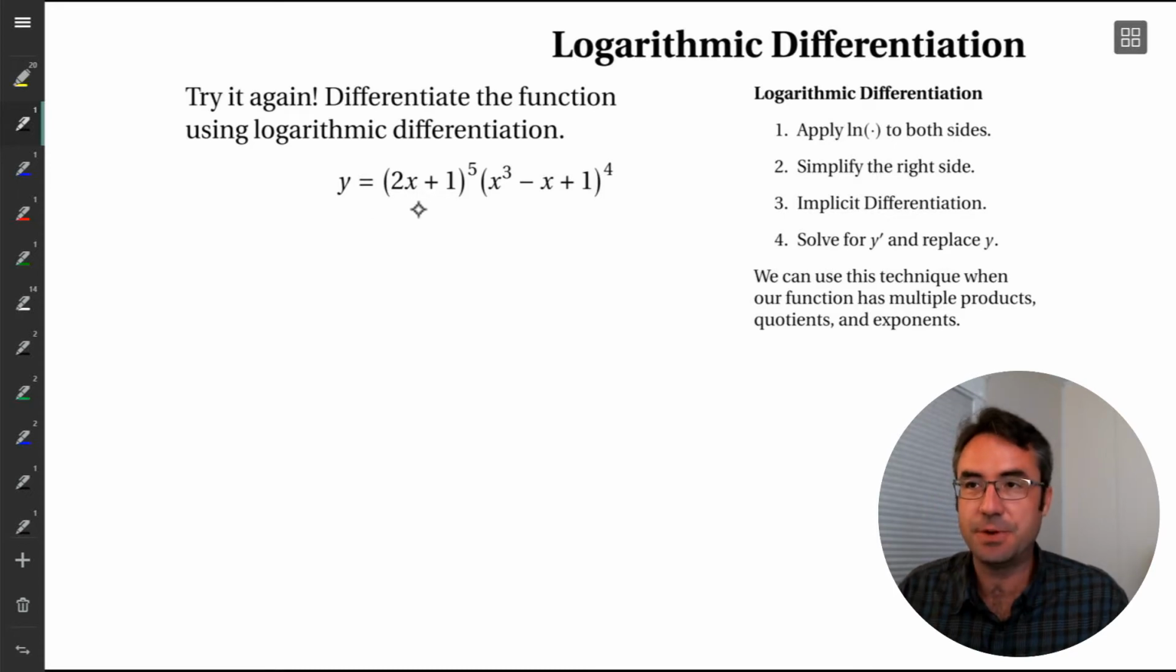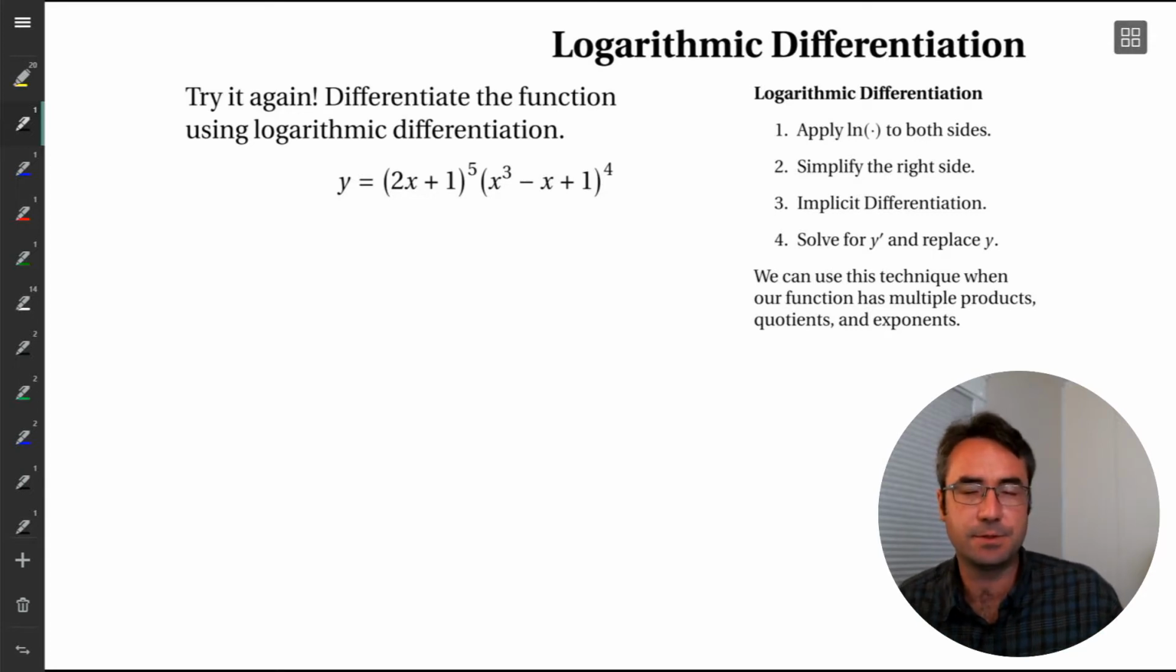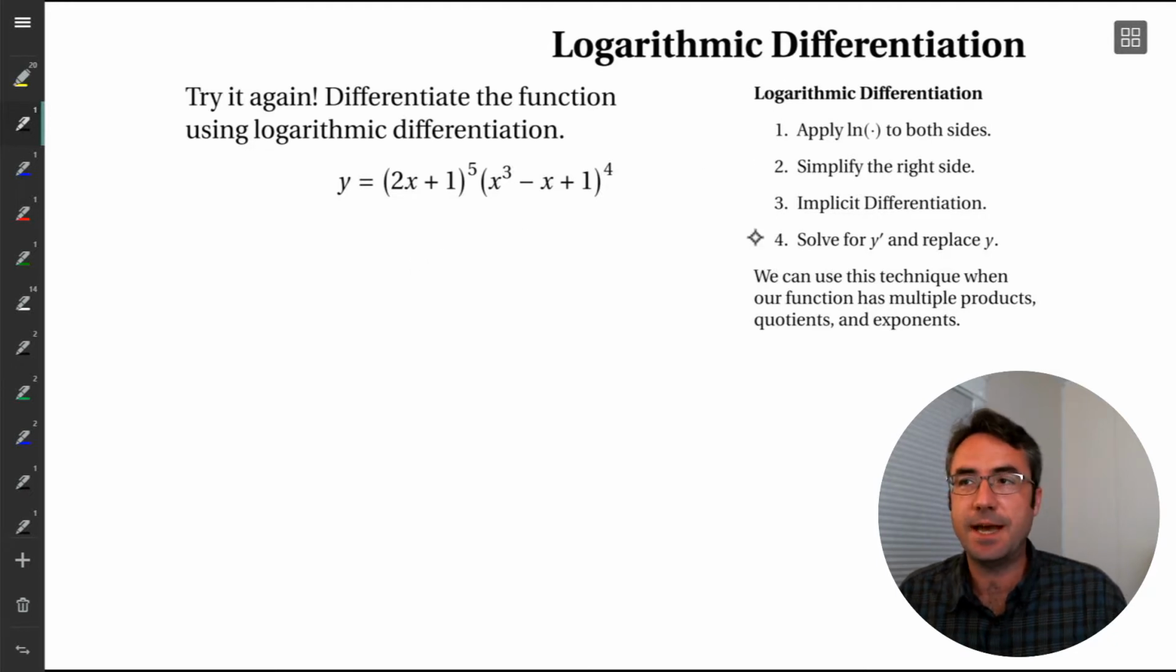So this function: 2x plus 1 raised to the power 5 times x cubed minus x plus 1 raised to the power 4. We've looked at this one before, and we saw that it required product rule and then a couple different chain rules. So there were a few different rules we needed to use in order to differentiate this thing. This time, we're going to look at this logarithmic differentiation technique.